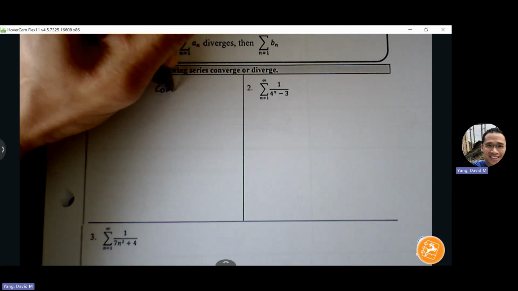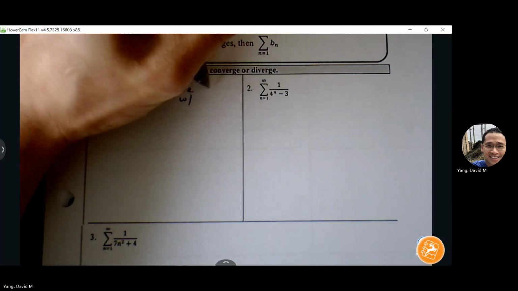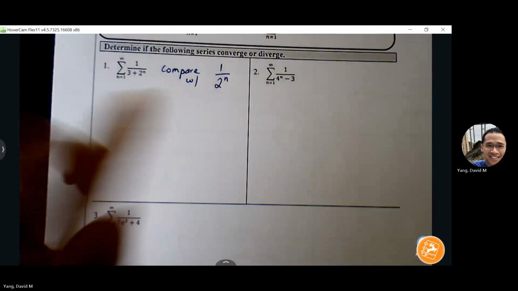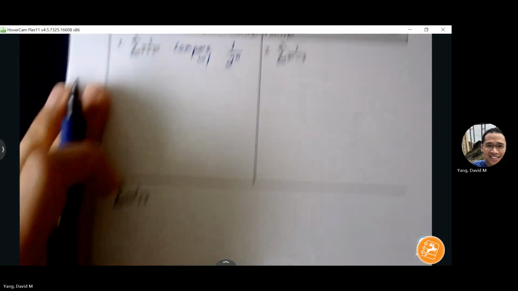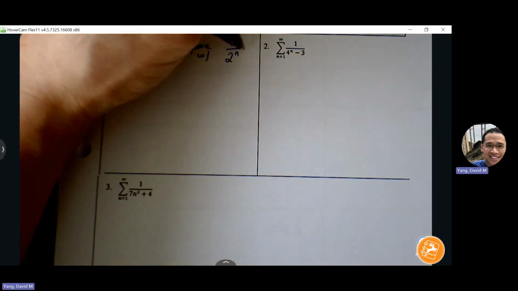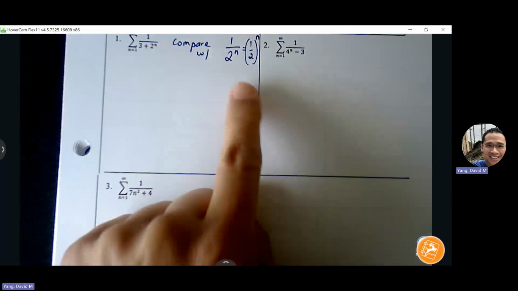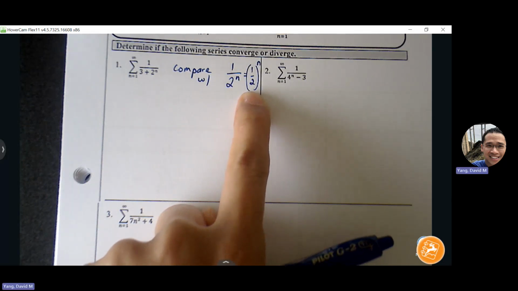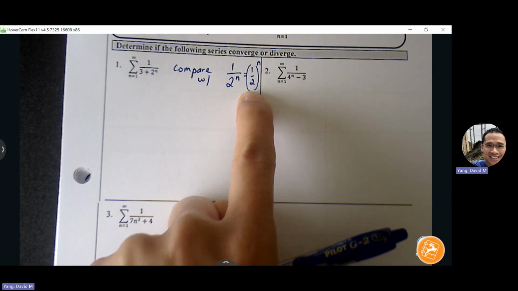So what if we compare with 1 over 2 to the n? What do you know about 1 over 2 to the n? I'm sorry, this is not a p-series. This is going to be what? Geometric series, right? What do you know about this series? This is going to converge, right? So we know that this series will converge.